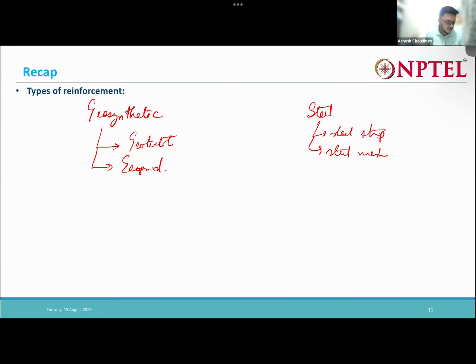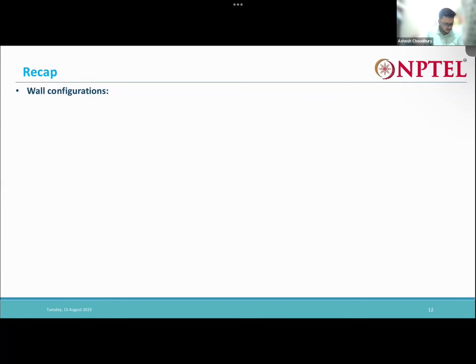Now, for walls with lower height, geosynthetic reinforcement is actually cheaper. And if the height of the retaining wall is quite high, then both give almost the same cost. Okay.